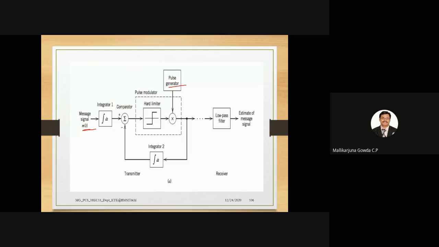In conventional delta modulation, we have written the accumulator part, a delay element along with an adder, and that has been replaced by an integrator. That's all; the rest of the things are the same. This part is the transmitter, and then the receiver part is the same: we use a low pass filter, then we get the estimation of the message signal. So what is the difference? We integrate and then compare, when compared to the conventional delta modulator. With that, we will be able to overcome those problems.